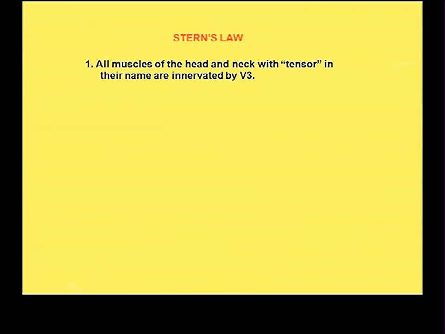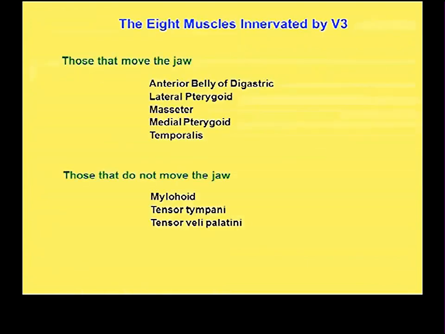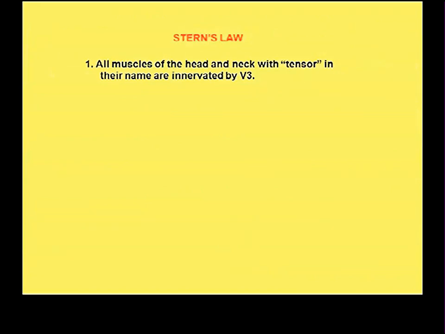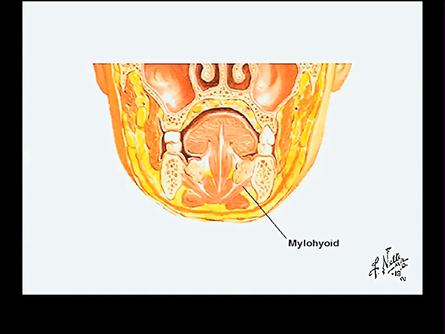All of the muscles of the head with tensor in their name are innervated by V3. Now, sadly, there are only 2 of them, so it's not going to help you memorize 17 muscle innervations. But those 2 are tensor tympani and tensor veli palatini. They're all the muscles of the head with tensor in their name. They're all innervated by V3, and there's no violation of that.